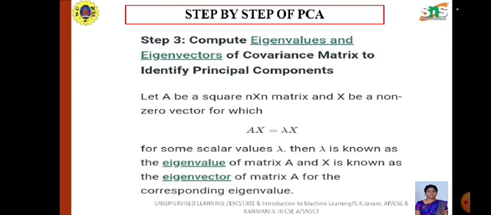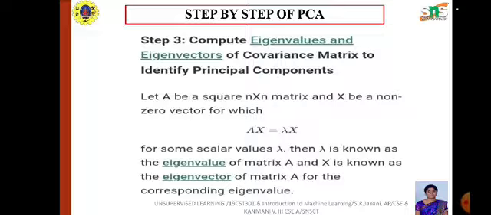So here the non-zero vector means at least one of the elements is not zero in the matrix. So here the lambda is known as the eigenvalue of matrix A and the x is known as the eigenvector of the matrix A. So eigenvalue is used to predict the most important data, most important pattern from the dataset, and the eigenvector is used to predict the most relationship between the datasets.